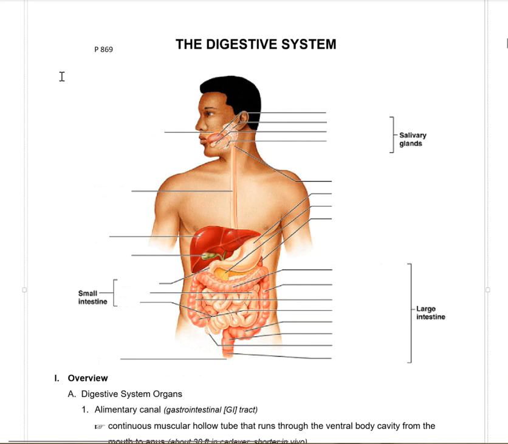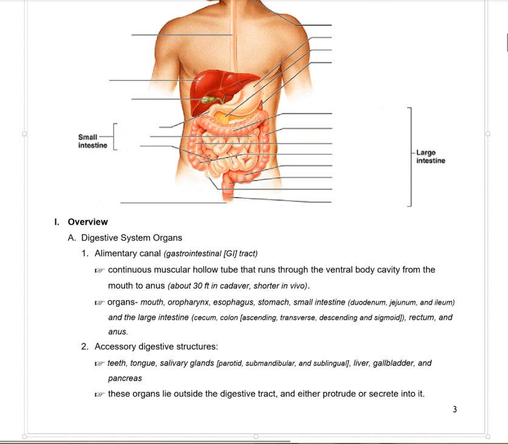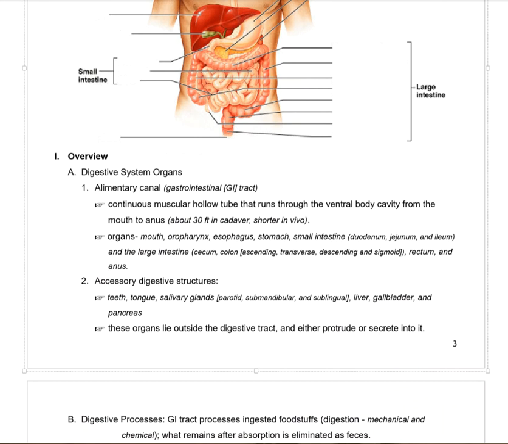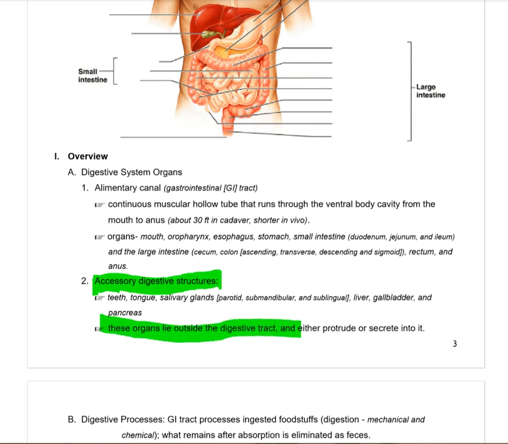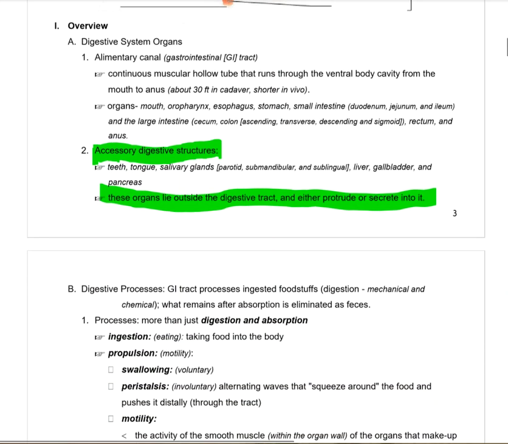One thing you'll notice is that also on here are things that are called accessory structures. Accessory structures are structures that are either outside the digestive tract and are secreting into it, or they start outside the digestive tract and they protrude into it. So that's kind of important to think about. Like your teeth, your tongue, your salivary glands, your pancreas secreting enzymes, they lie outside the digestive tract and either protrude or secrete into it. Okay?